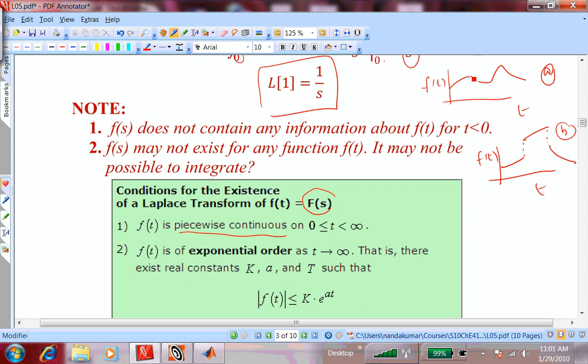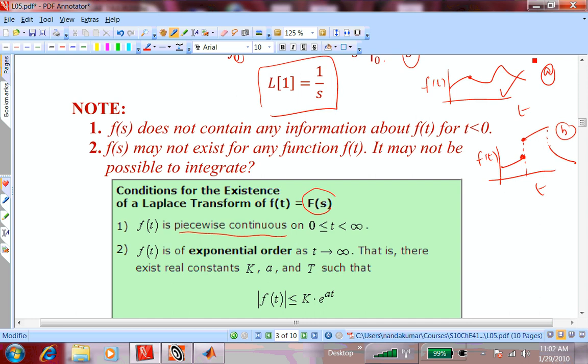Okay, the derivative may be discontinuous, but it's a continuous function. Every time, there's only one value. This would be a discontinuous function. At this time, you don't know whether it is this or it is that. Okay, so that would be a discontinuous function. So this theorem says that as long as f of t is continuous, Laplace transform exists. You can always integrate. That's one condition.